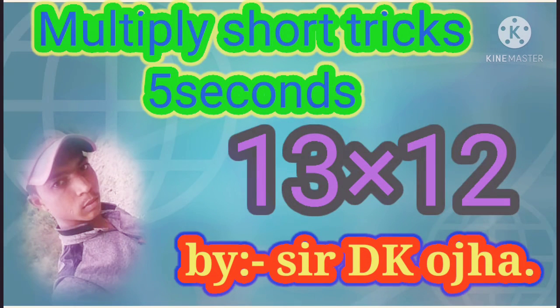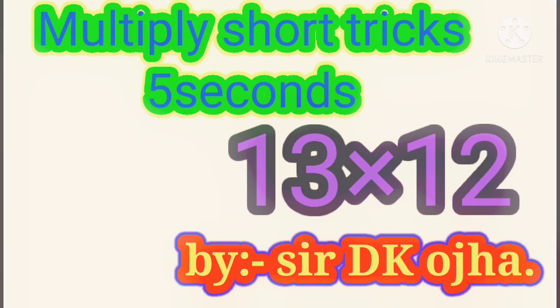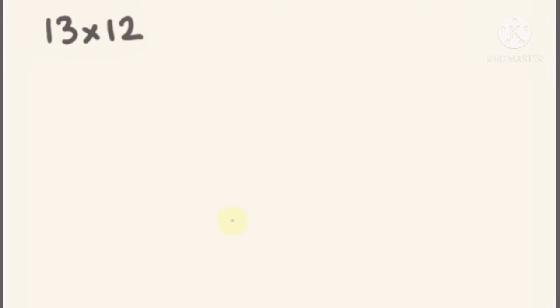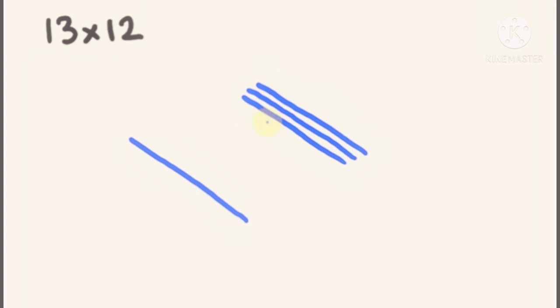13 times 12. And the way that we do this is as follows. We draw the 13 using lines, okay? We did the 13 like this: 1, and 1, 2, 3, okay, that's 13. And 12, we do this way: 1, and 1, 2 for 12.